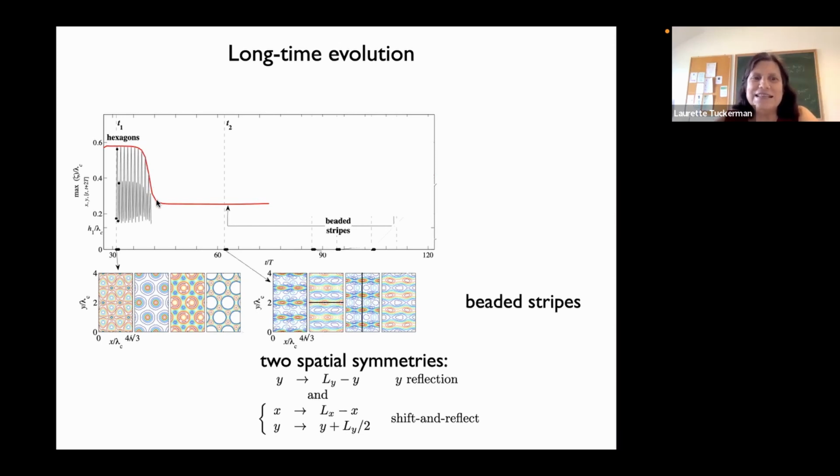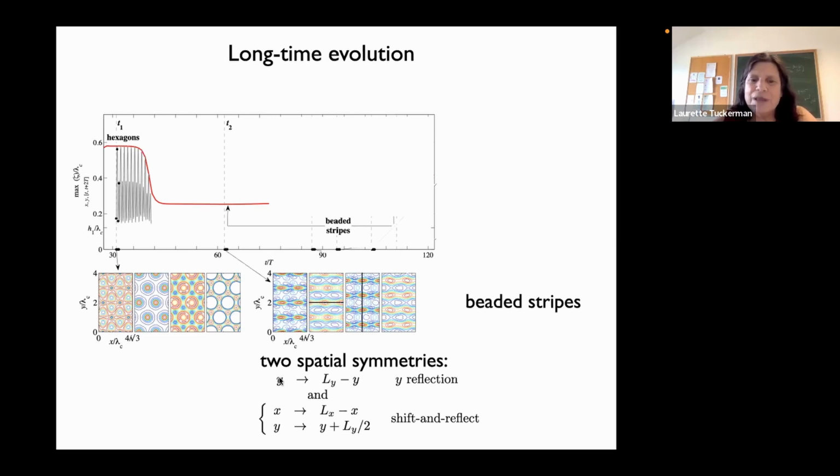The hexagons disappeared, but it didn't become a flat surface. It became something we called beaded stripes. And I think you can see why we call them beaded stripes. Stripes 1, 2, 3, 4, and beads 1, 2, 1, 2, 1, 2, 1, 2. This red thing is an envelope for this oscillation. So again, these are 4 pictures at 4 temporal phases of a single oscillation.